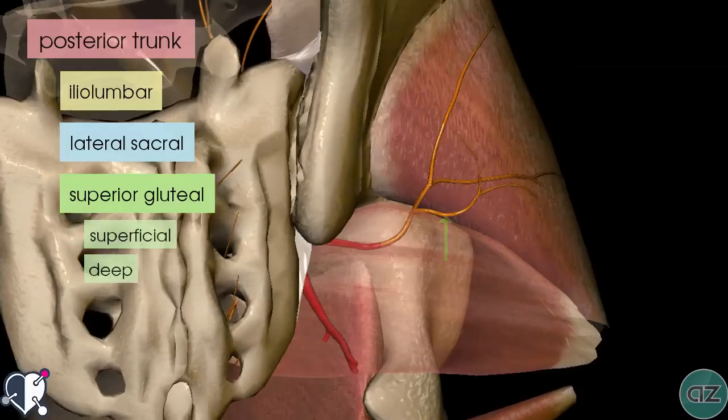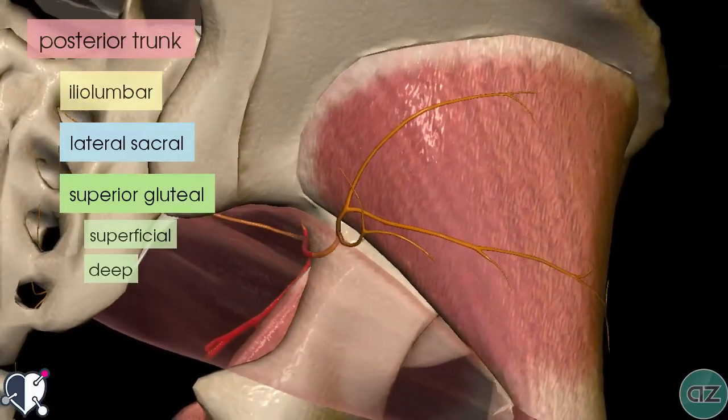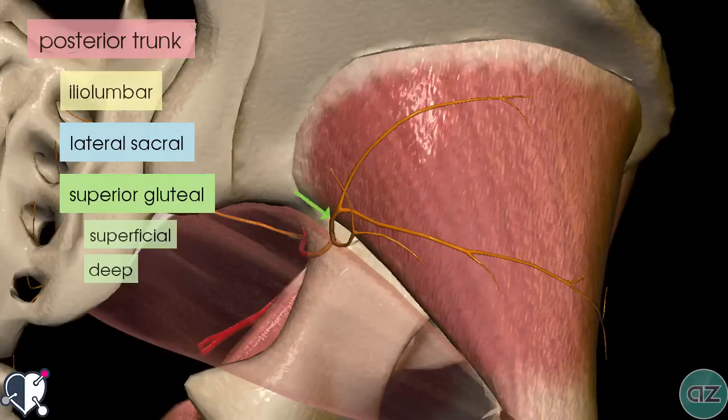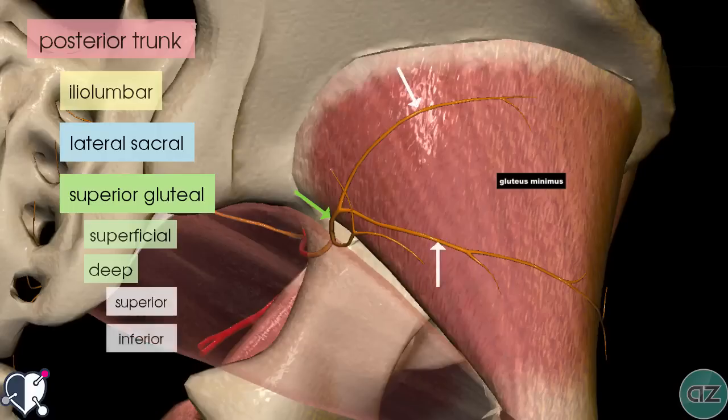Rotating around again, you can see the deep branch, which is adherent to the gluteus minimus muscle. This branch divides into two branches, a superior and an inferior branch. So that's the posterior trunk of the internal iliac artery. Next we'll take a look at the anterior trunk.